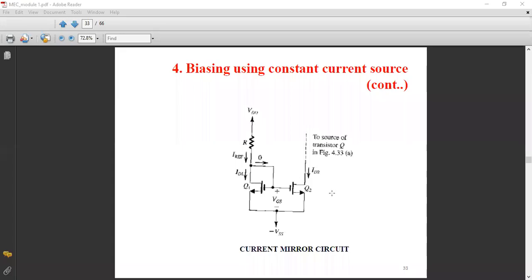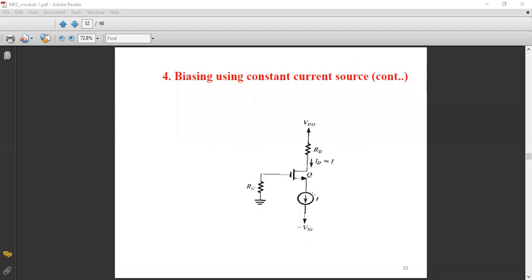I've already discussed this, but let me revise it once again. The most important and efficient biasing scheme of MOSFET. So here you can see capital I. This is nothing but your current source. This is a constant current source which will fix a definite current that flows through the MOSFET. That is the drain current ID, which is equal to I.